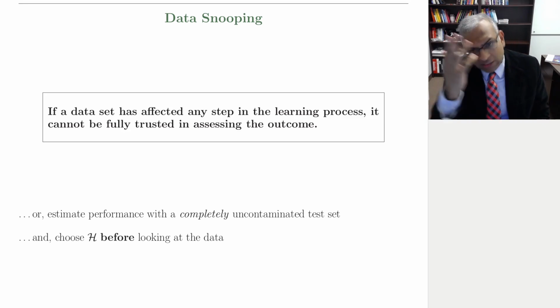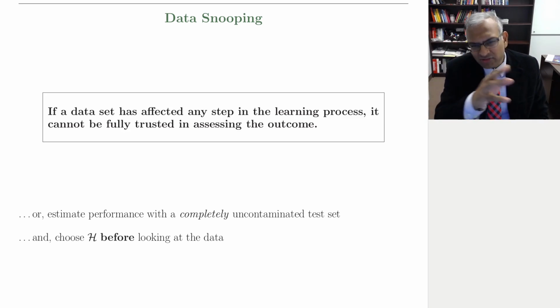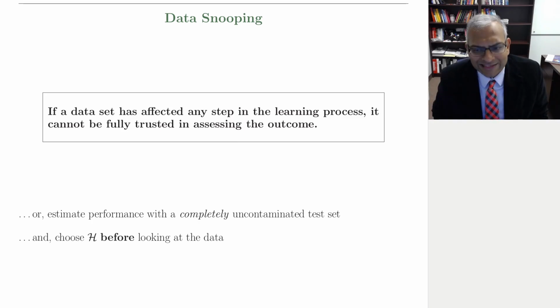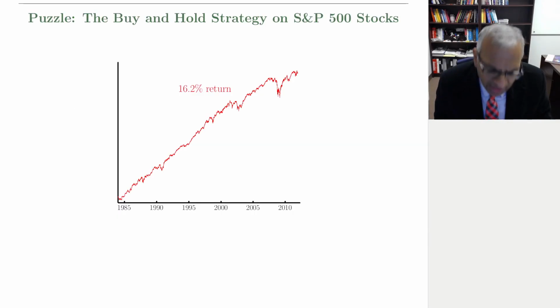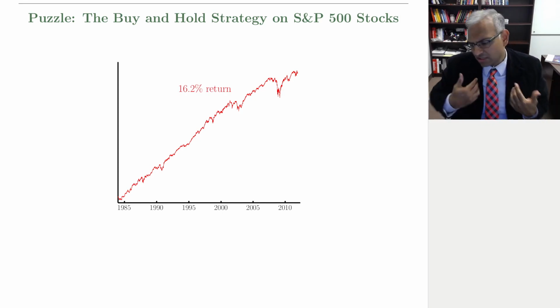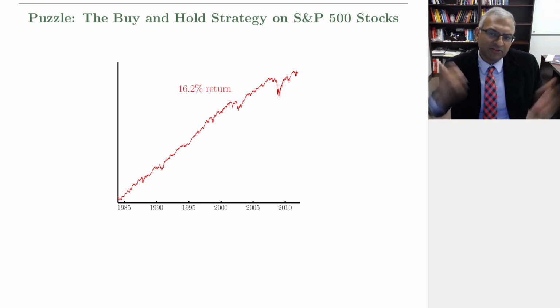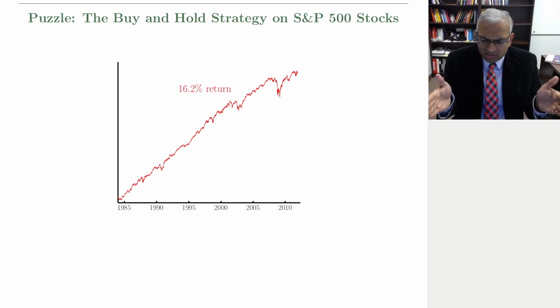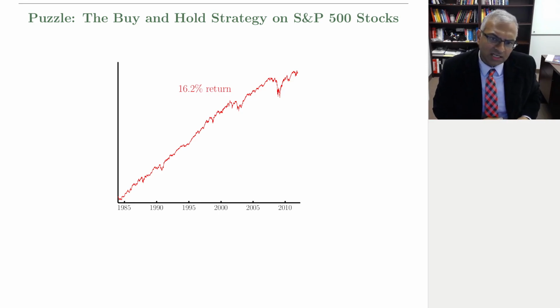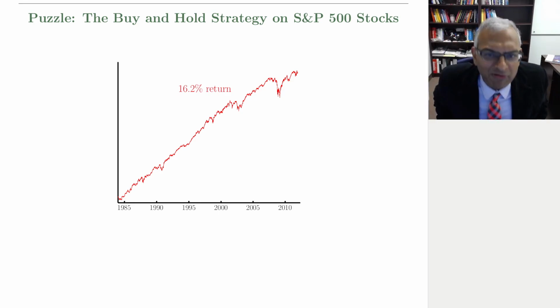Okay. That's the principle. It's a relatively simple principle, but it's very easy to violate. Let me show you an example. Okay, and it's a puzzle. If you go back, let's say, to 1985, when we had all this nice financial data, and there was the S&P 500, today we have what's called the S&P 500, so we can look at the stocks in the S&P 500: there's Apple, Google, IBM, and so on and so forth. So we take this set of 500 stocks, and we go back to 1985, and we see how these stocks performed, and wow, you get 16.2% annualized return.